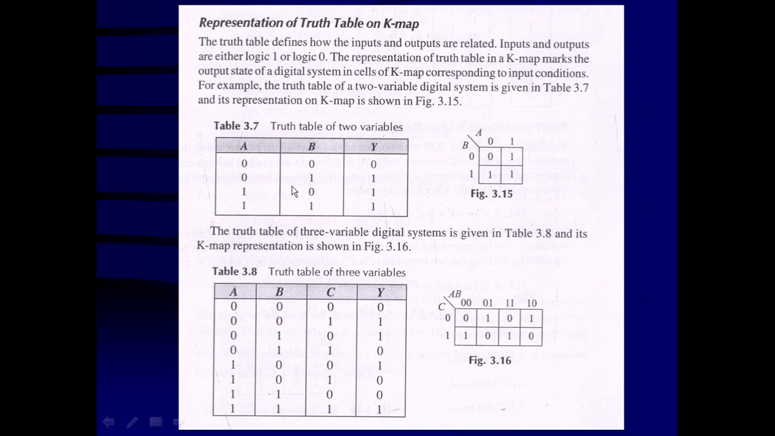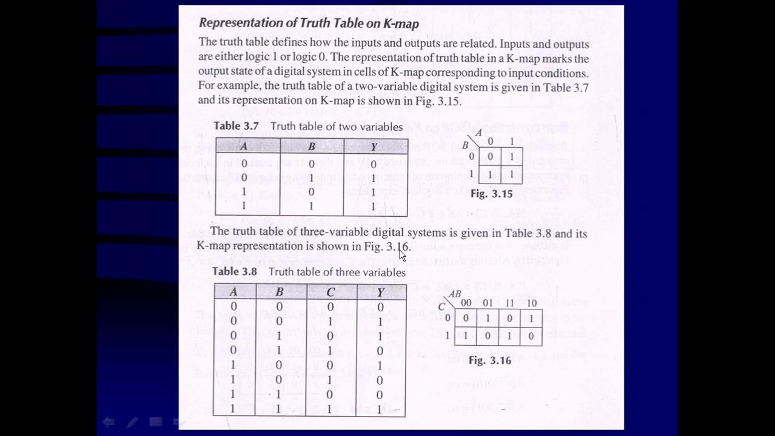A is equal to 0, B is equal to 1. A is equal to 0 means this column, and B is equal to 1. At this intersection, what output is required? The output should be 1, so 1 is placed here. Next, position 1, 0: A is equal to 1, B is equal to 0. The output is required to be 1. And A is equal to 1, B is equal to 1, the output is required to be 1. So that is placed over here. This way the truth table is represented in the Karnaugh map.